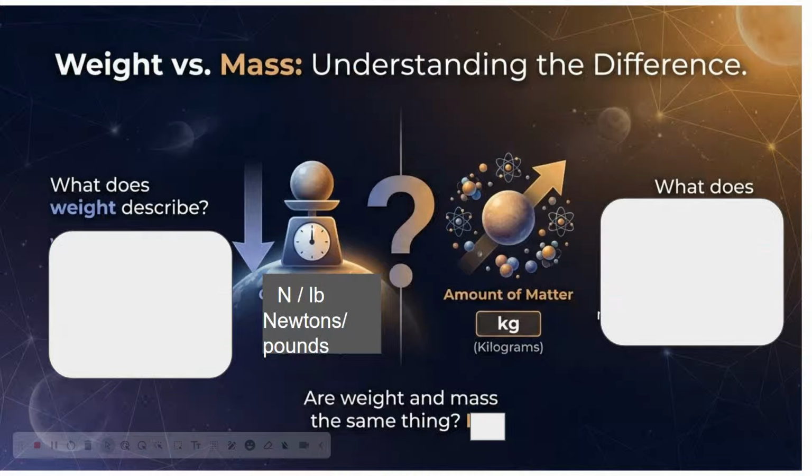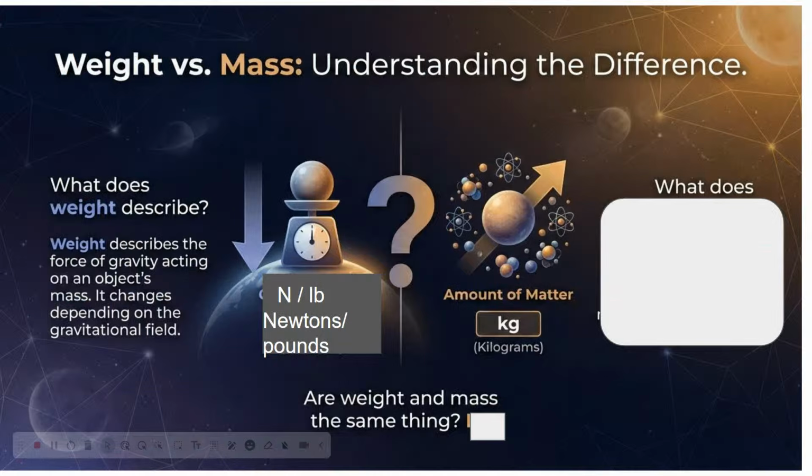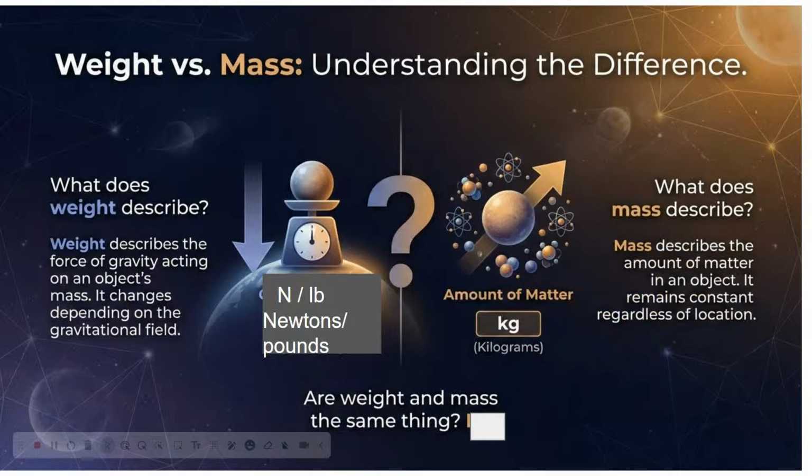What does weight describe? What does mass describe? You should know these, right? We did these already. Weight is the force of gravity on an object. Mass is the amount of matter in an object. Weight is measured in newtons or pounds. Mass is measured in grams or kilograms. Are they the same thing? No.